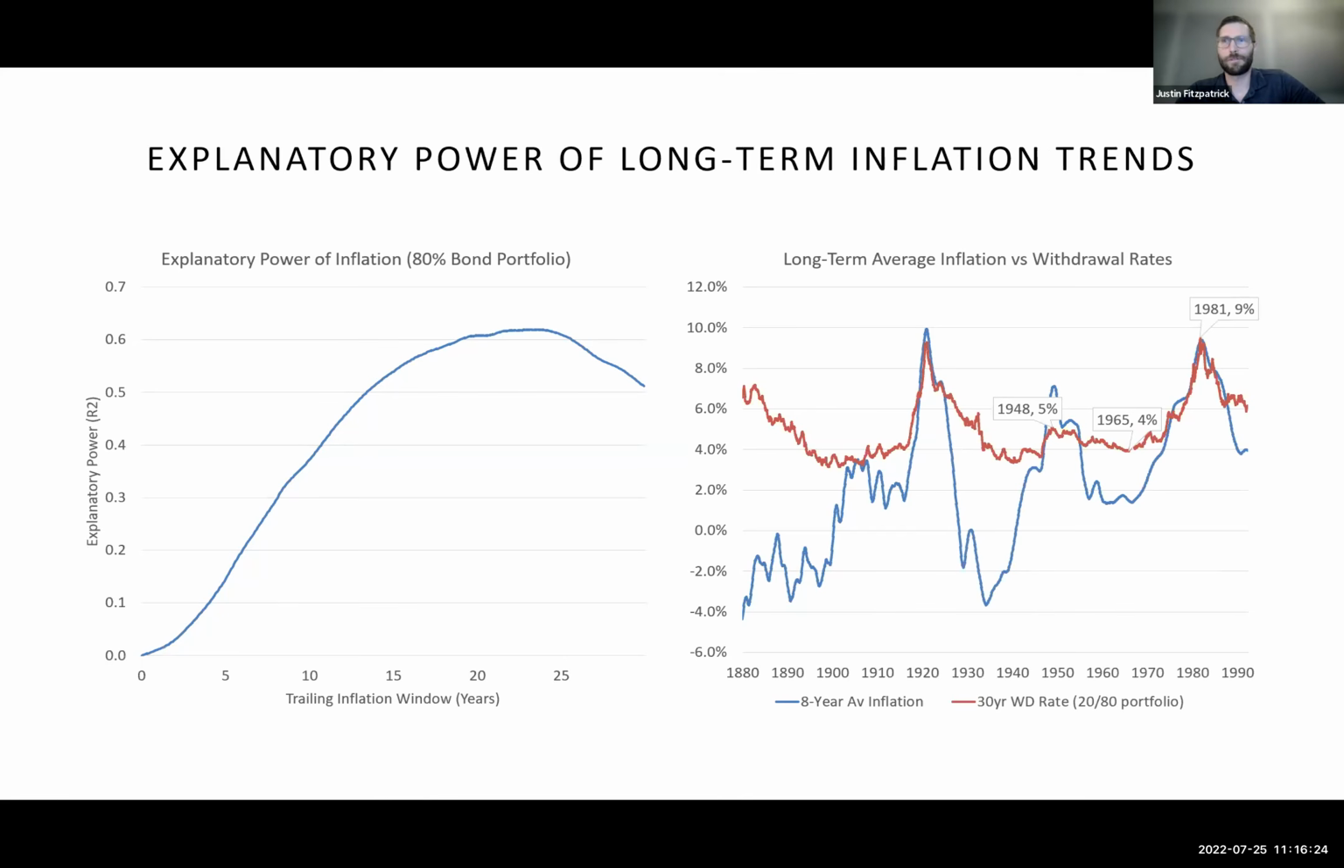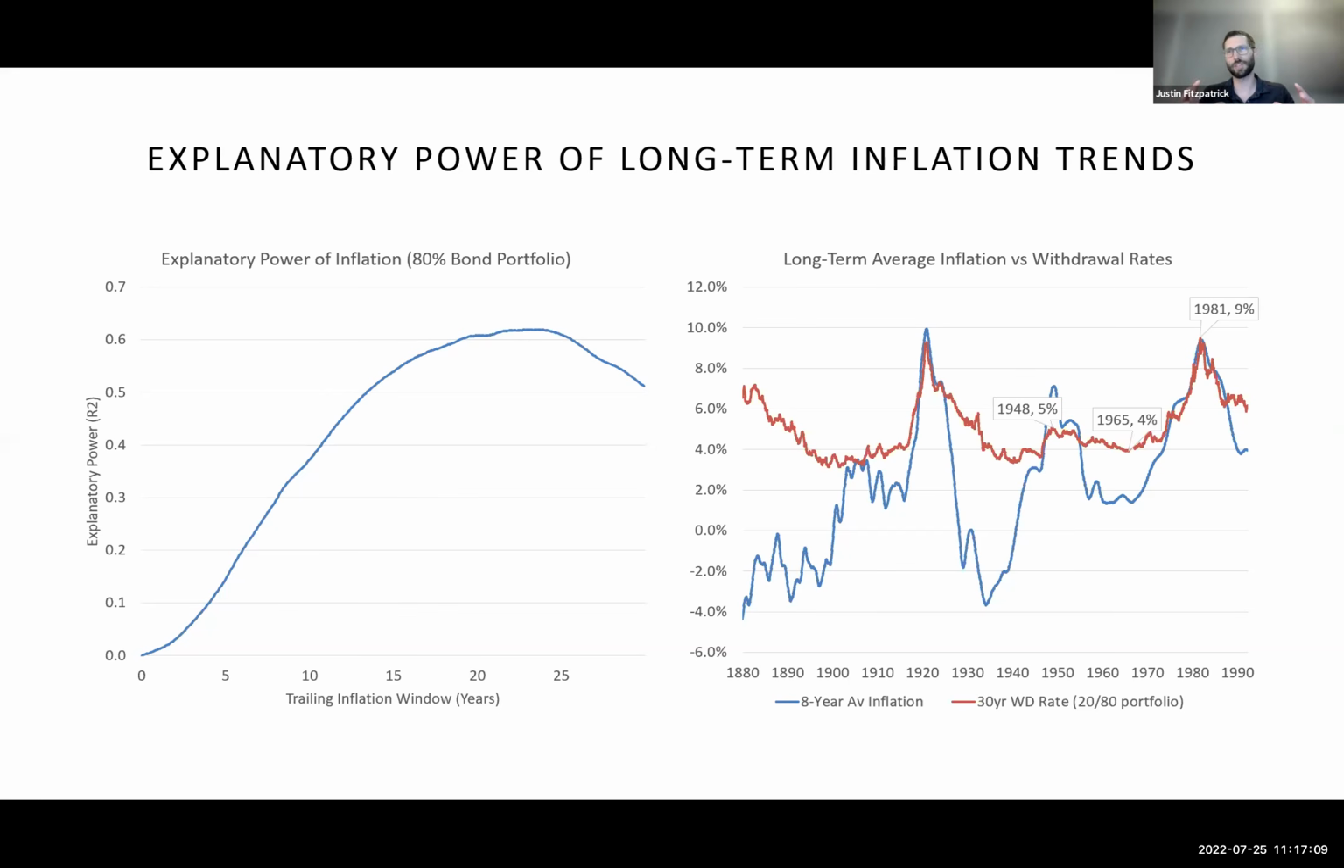Okay, the last of our three examples is around inflation. So this is probably the hottest topic right now. And unfortunately, short-term inflation, so just this year, the change in CPI over the last 12 months, does almost nothing to help us understand what someone might be able to withdraw from their portfolio over the next 30 years. So you can see on the left that explanatory power is very low if we're just looking at the last 0 years, 1 year. It's 0.05. It's basically zero.